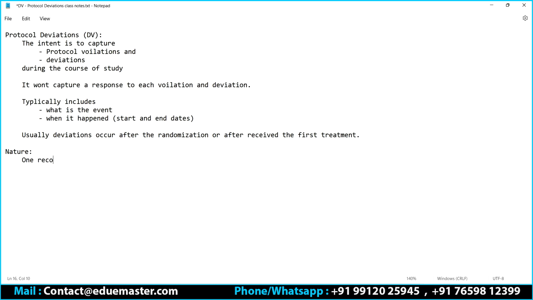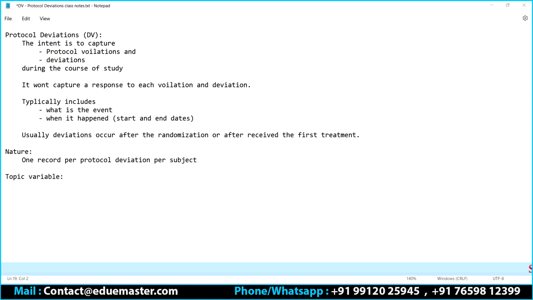It is going to be one record per protocol deviation per subject. Remember this, it should be on your fingertips. So we generally talk about the topic variable. Can someone guess what the topic variable is here? Generally these are all events, right? See, the topic variable should focus on what this domain is all about. Exactly.